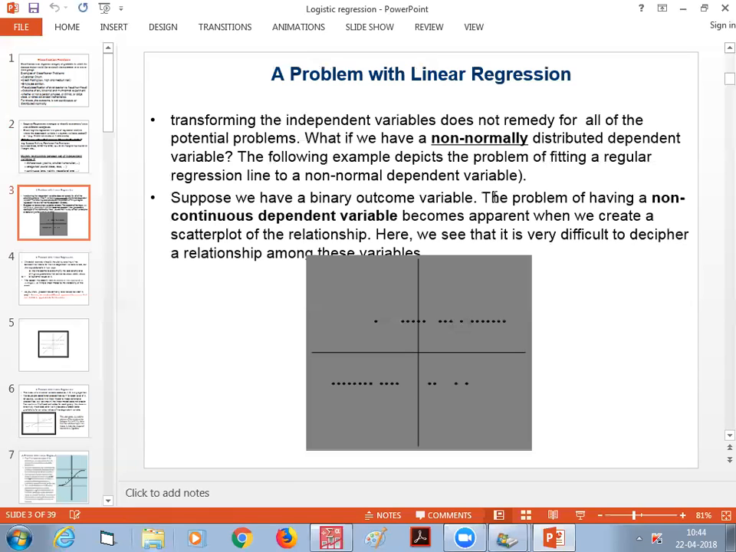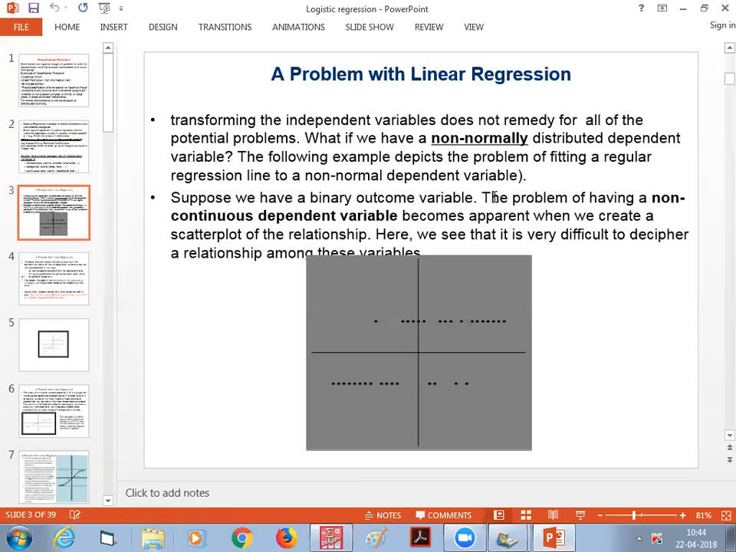So I am explaining here the problem with linear regression, what we did in our previous classes. Transforming the independent variable does not remedy all the potential problems. That means when you have non-linearity in a regression, what we do is transform the variable. For example, we can take a log of the data. Suppose y is not linearly related to x1, x2, etc. That is the main assumption for linear regression. What we can do is change that y variable to a log y, a transformed variable. This log y may be linearly related. That is what we did in multiple regression analysis.